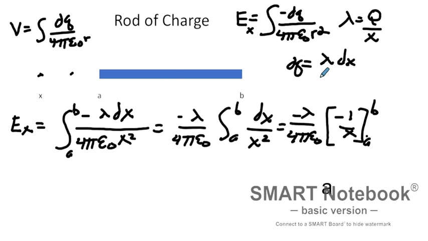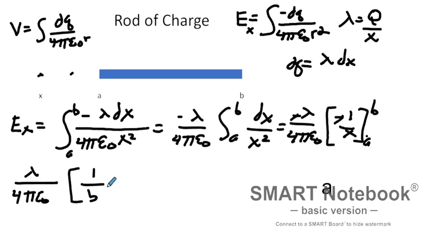Now what I'm going to do to make things simpler is I recognize I've got a negative outside and a negative inside. Let's just go ahead and cross those out. And I'm going to plug in b and a for my limits of integration. My answer then is going to be lambda over 4 pi epsilon naught multiplied by 1 over b minus 1 over a.